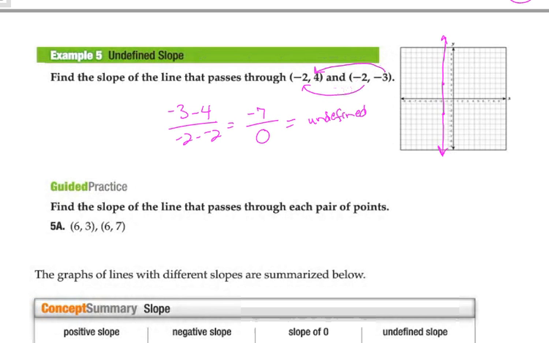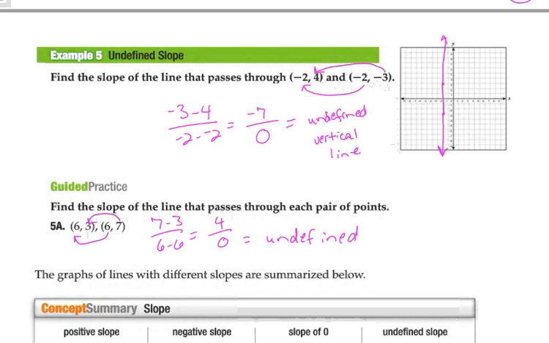Guided practice, you could only imagine what you're going to get as an answer for this. But let's go ahead and go through this. 7 minus 3 over 6 minus 6, which again, we cannot divide by a 0. So this is called an undefined slope. You can't say that it's a 0 slope. 0 slope deals with horizontal. Undefined slope deals with a vertical line. Okay, I'm going to show you a couple tips and tricks on that down here.